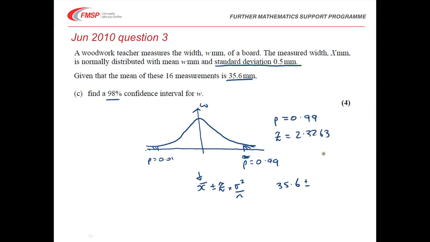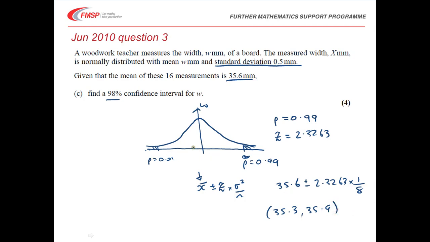I'll show you how to look up that in a later question. But that's going to be 2.3263 times the standard error, which we worked out before as being 1/8. So your confidence interval, if you work out the subtraction, will give you 35.3, and if you work out the addition, that will give you 35.9. So again, 4 marks for this. How are they worked out?